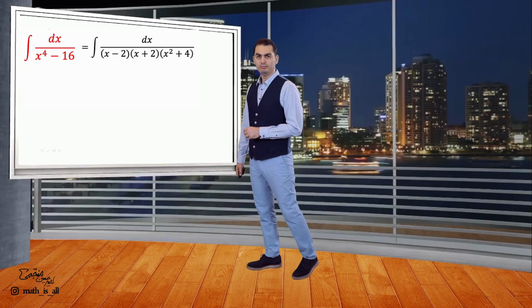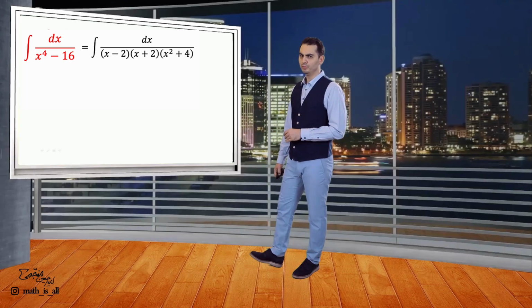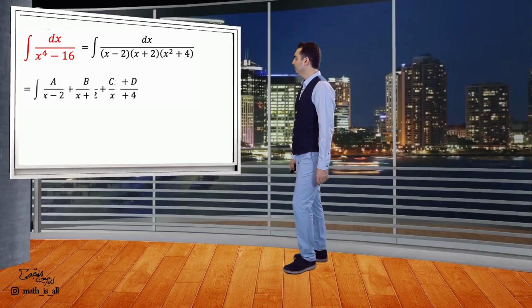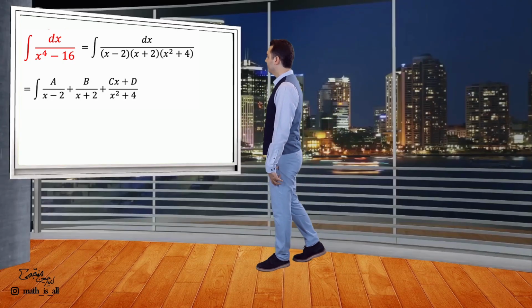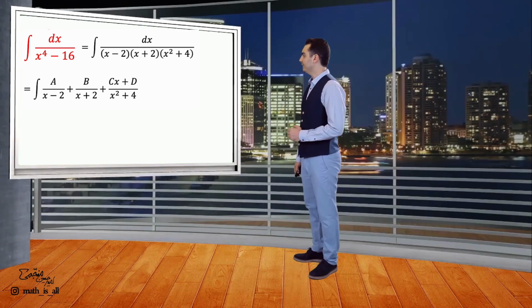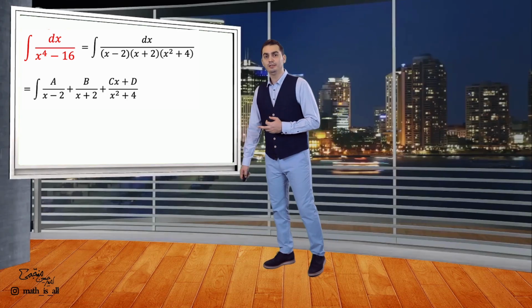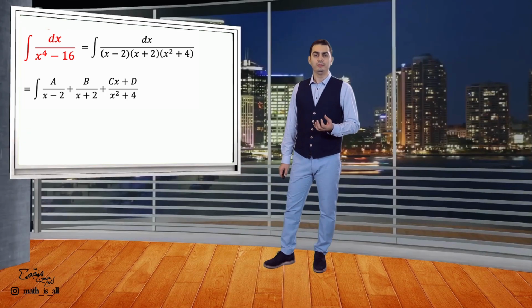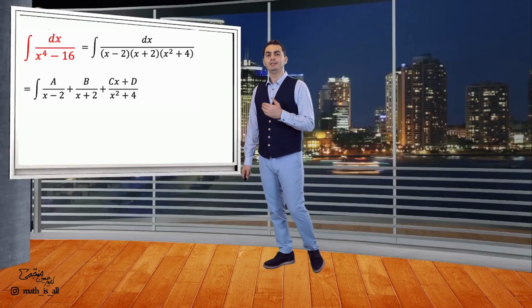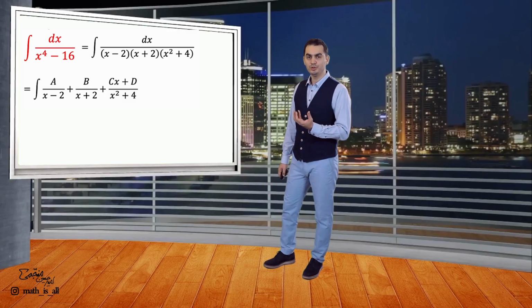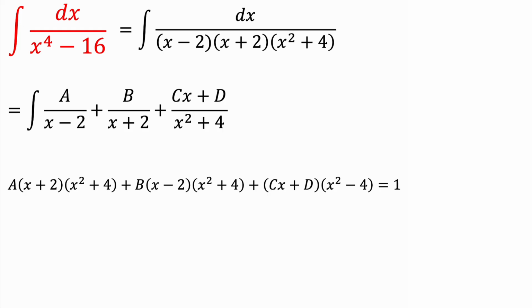For each first-degree term, its numerator will be a constant value, a divided by x minus 2, and b divided by x plus 2. And for the second degree term, its numerator must be of the first degree. So we write cx plus d over x squared plus 4. So the numerator is first degree. Now take a common denominator. You have already seen the common denominator. We would multiply all of these terms together.